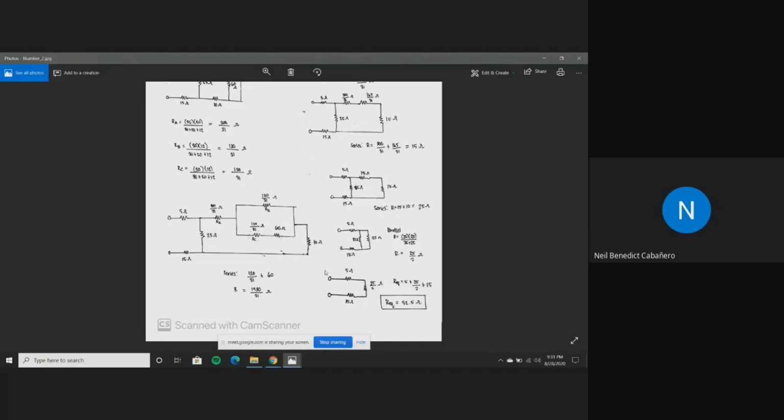And lastly, this diagram, which is the final stage, the simplified form of the circuit, we can see that this is a series type. So we just add all these values to get the equivalent resistance. So 5 plus 25 over 2 plus 15 will result to a total equivalent resistance of 32.5 ohms.